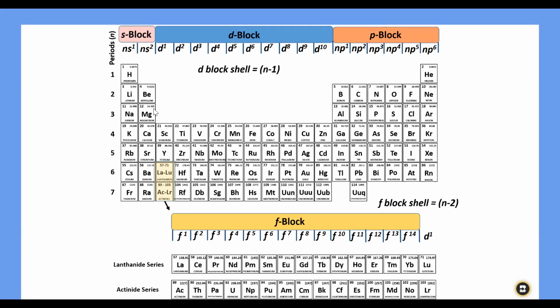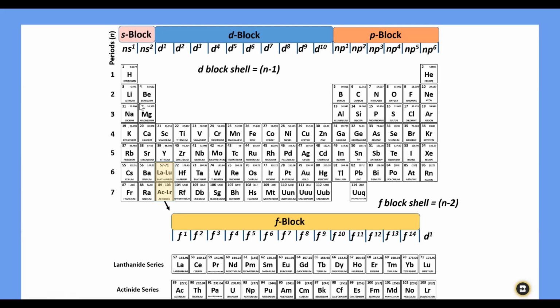You see S block, NS1, NS2. This is telling the energy level. Energy level can be 1, it can be 2, it can be 3, it can be 4, it can be 5, it can be 6, it can be 7. That's what this N means. But this is S1, this is S2, D1 up to D10. Then you have P1 up to P6.